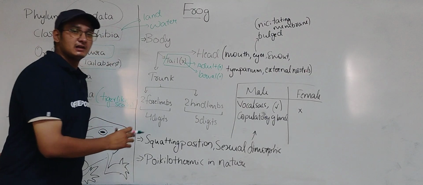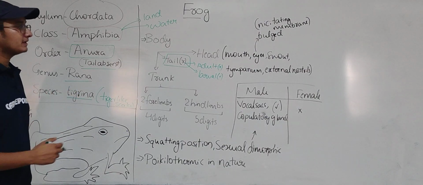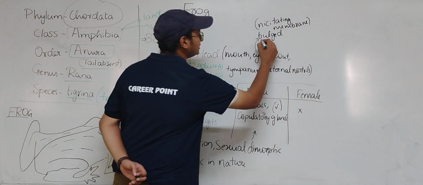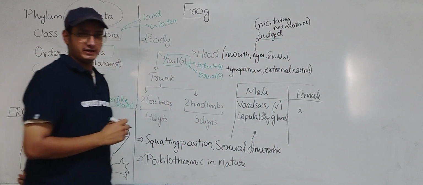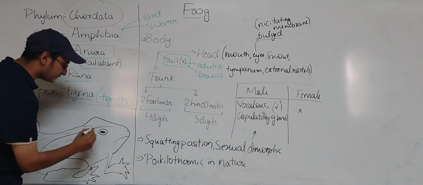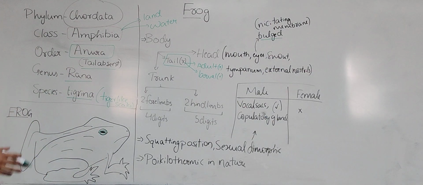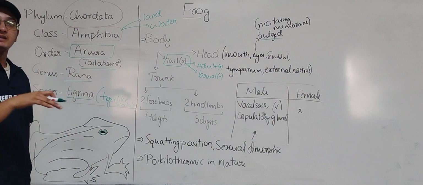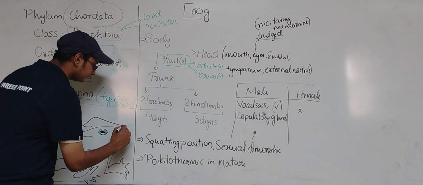So the mouth is wide so that it can easily catch the prey. And the eyes are bulged eyes which have a nictitating membrane. So the nictitating membrane is present in the eyes of frog, which helps them in protection when they are under the water. And it has a snout here.